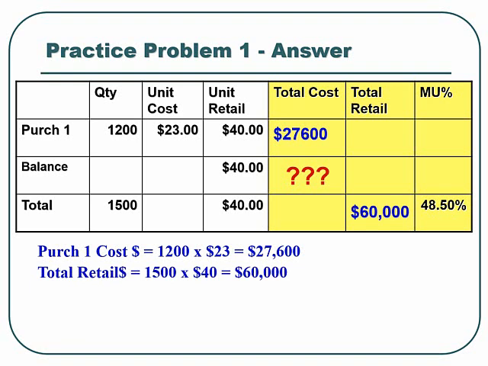But now let's take a look at the retail side. The unit retail is $40 for the total merchandise, and we know that it's 1,500 units for the entire merchandise. So we can calculate the total retail value of the total merchandise by knowing the quantity of 1,500 and the unit retail of $40. So $40 times 1,500 will be $60,000. So total retail being $60,000 and the markup percent being 48.5%. Given these two numbers, we can calculate total cost.